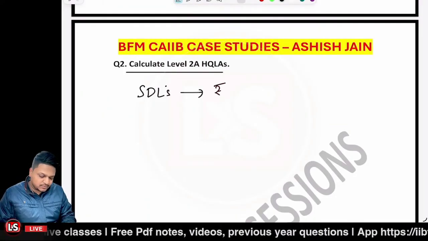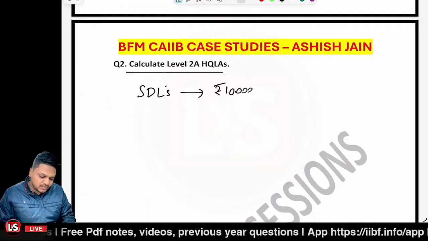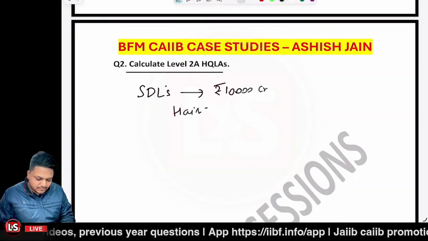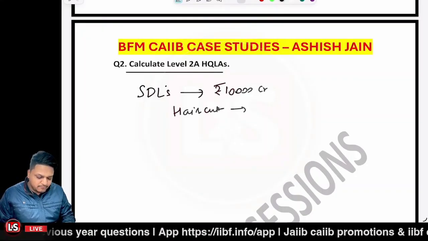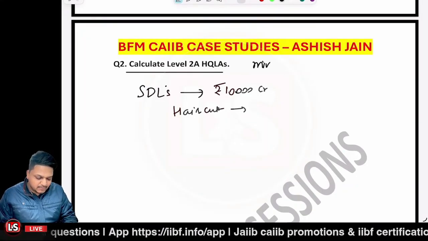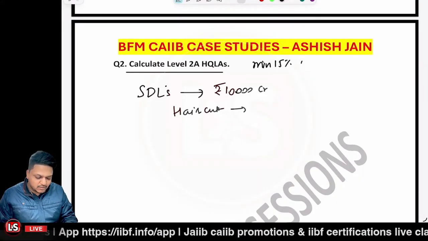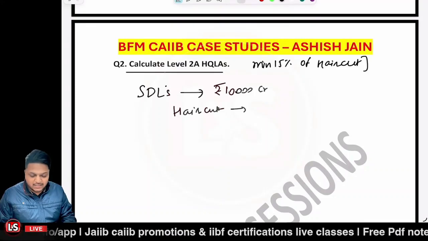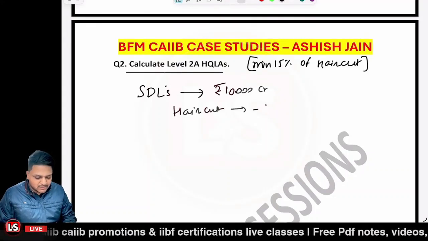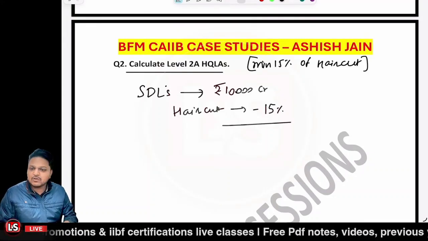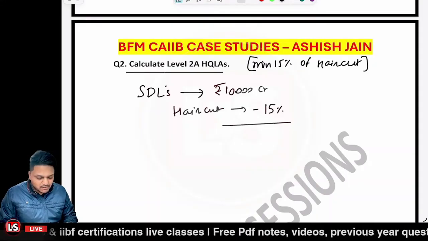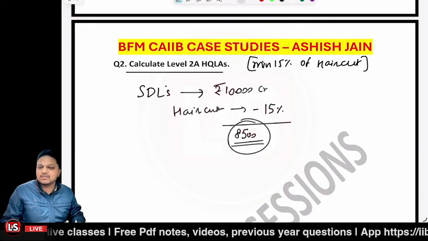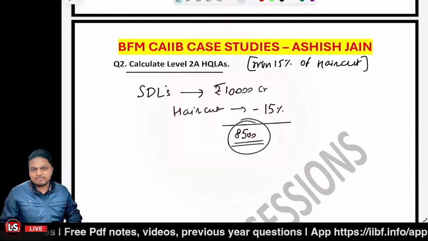10,000 crores, and the haircut applicable would be a minimum of 15%. Let me just mention it over here so that you can retain these things. So minus 15% of the value: 10,000 minus 15% is 8,500 crores. So that would be the answer for the second question.